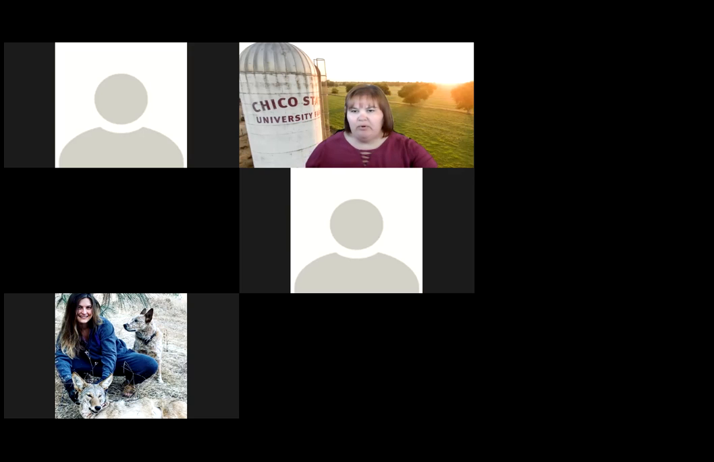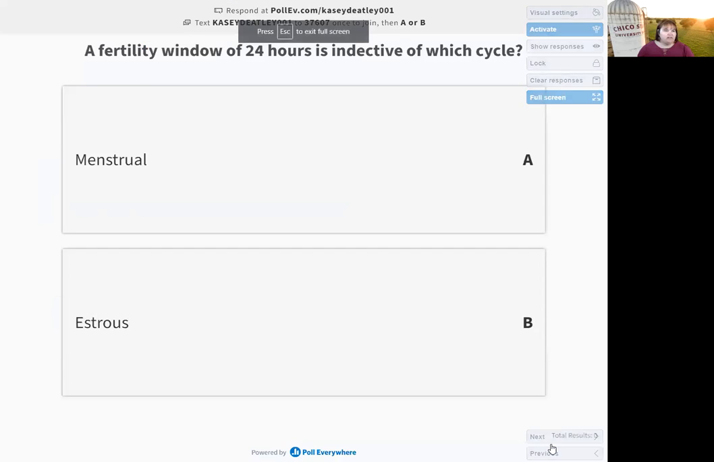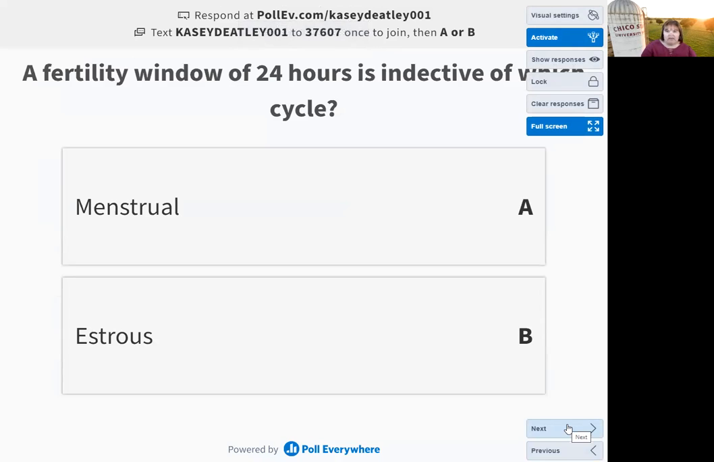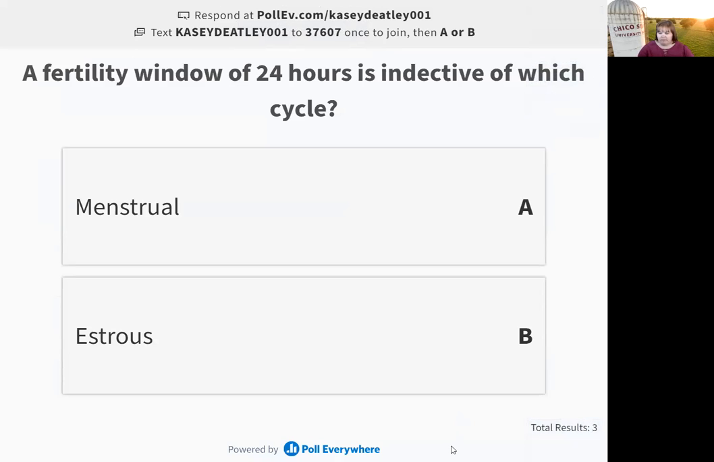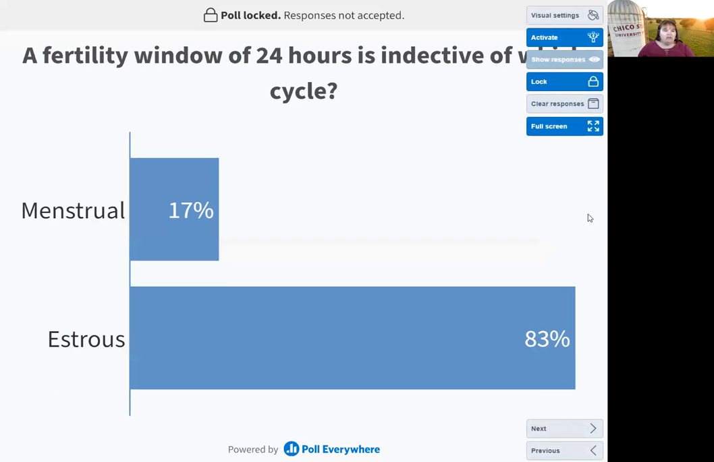Okay, last question for you guys on Poll Everywhere. Hopefully it saved my stuff. Okay. A fertility window of 24 hours is indicative of which cycle, the menstrual cycle or the estrus cycle? Okay, give you about 20 more seconds to answer here. This one's pretty straightforward. All right, guys, let's go ahead and get those answers submitted. We will lock them in and show responses.